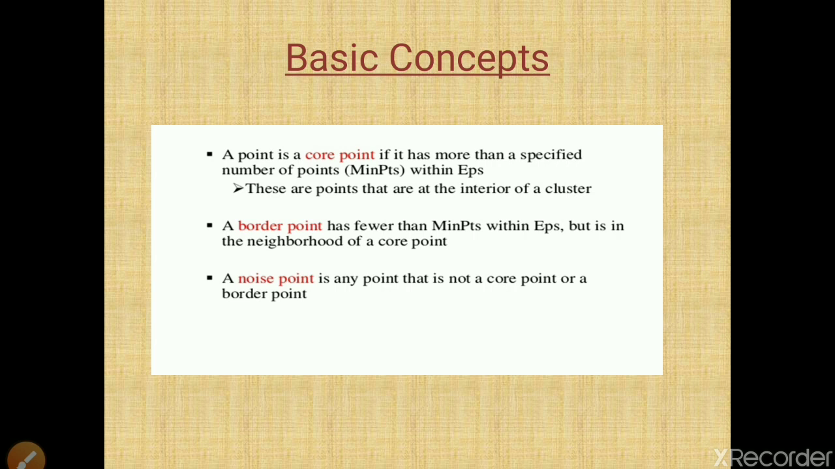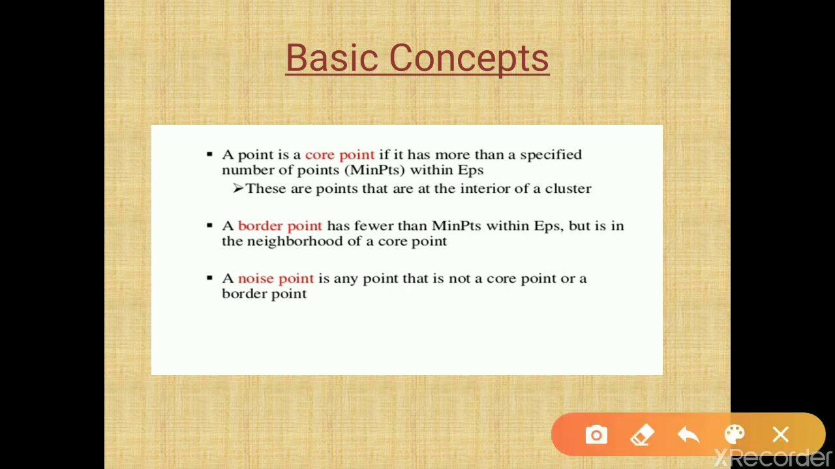Okay. Now, along with these two, epsilon and minimum points, you have to study other types of data points in DBSCAN. One is the core point, another is the border point, and another is the noise point. These three concepts should be very clear, then only will you be able to understand how the DBSCAN algorithm works. We already discussed what is meant by epsilon and minimum points.